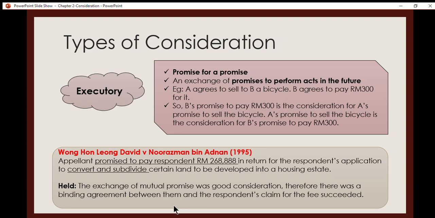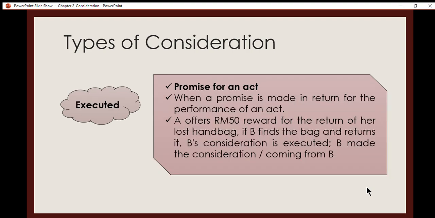Therefore, there was a binding agreement between them, and the respondent's claim for the fee succeeded. In the end, you cannot say that there was no concluded contract because both parties already gave their consideration. Okay. Alright. The second type of consideration is executed.